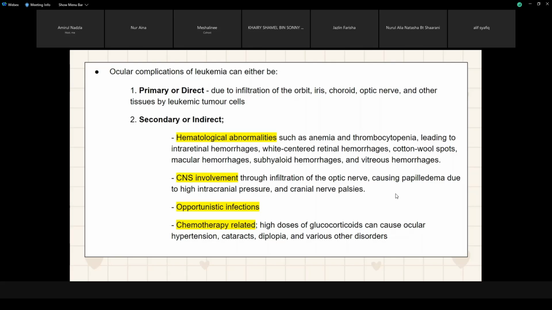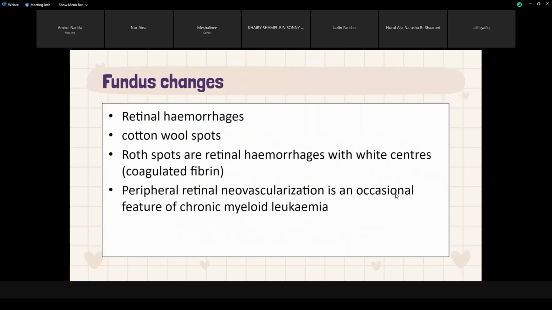For example, if a patient had a high dose of glucocorticoid, it can cause ocular hypertension, cataract, diplopia, and various other disorders. Okay, next. So for fundus changes in a leukemic patient, there can be retinal hemorrhages, cotton wool spots, which are retinal hemorrhages with white center, and peripheral retinal neovascularization, which is an occasional feature of chronic myeloid leukemia. Okay, next.